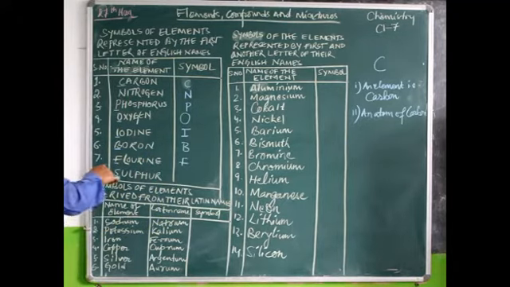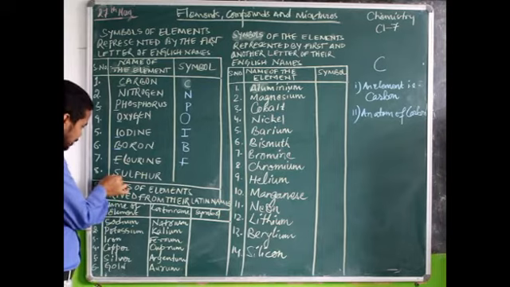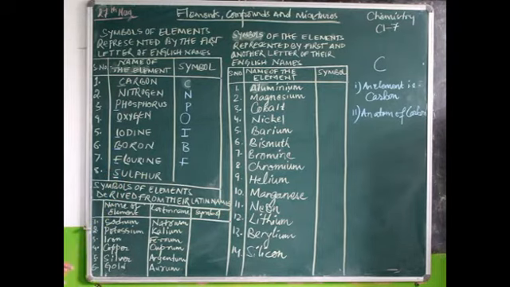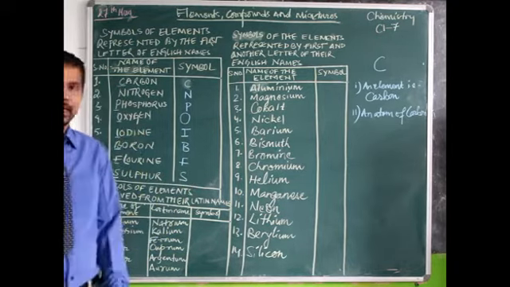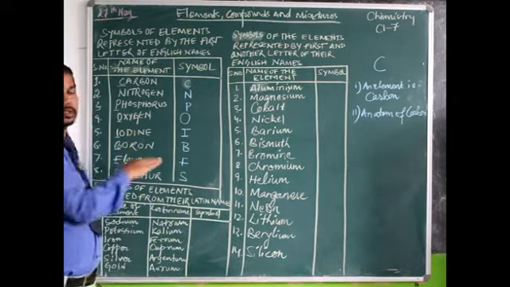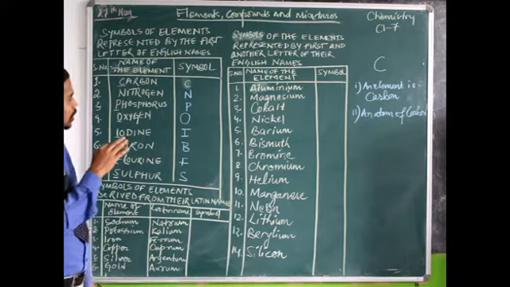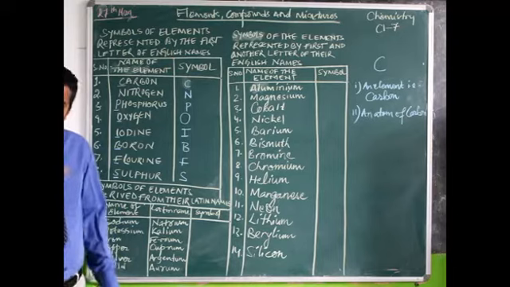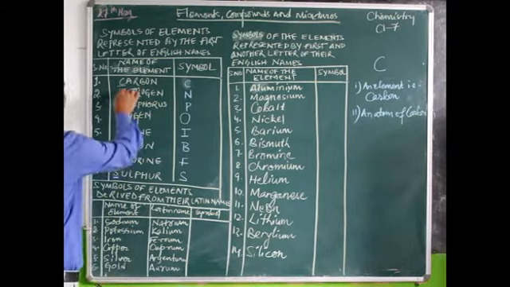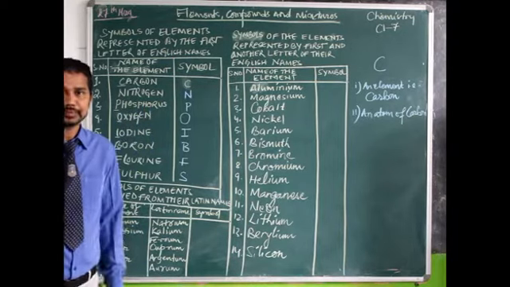Now what is the symbol for sulfur? What is the first letter of sulfur? S. So this is S. Now it was very simple. For these kinds of elements, whose first letter itself is the symbol, it is easy to write. We will see the first letter and we will write.